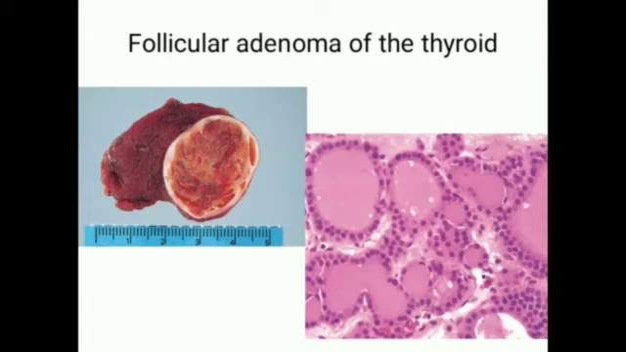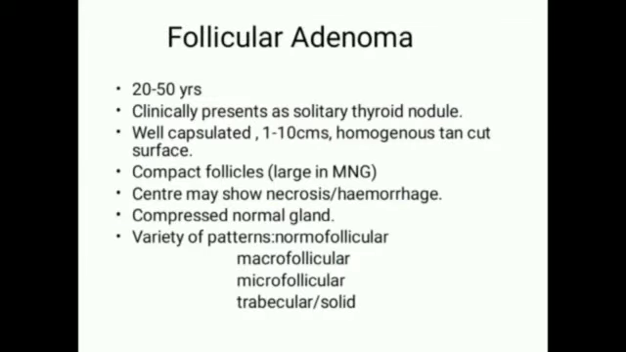Follicular adenoma of thyroid, here you can see the picture. Here there is a homogeneous tan-like appearance and it is well capsulated, meaning the outer lining is a capsule. You can visualize the capsule, and here in the follicular pattern you can see the cells are arranged.